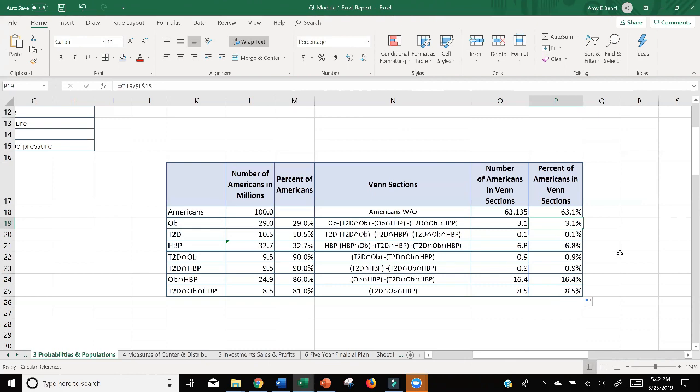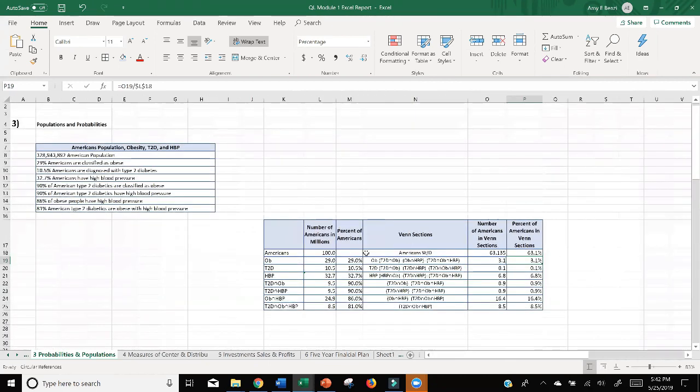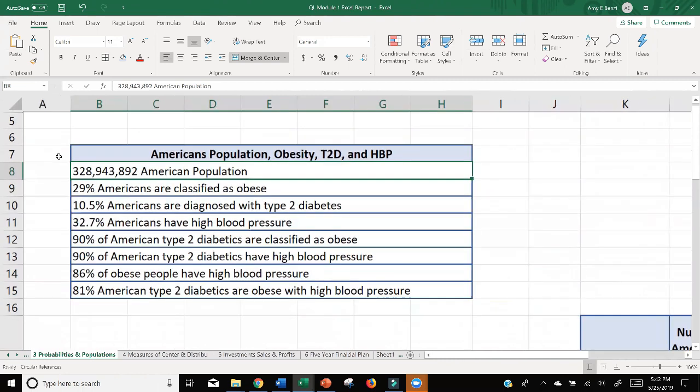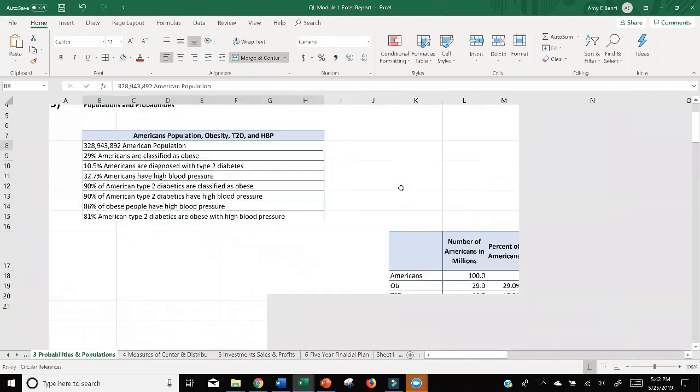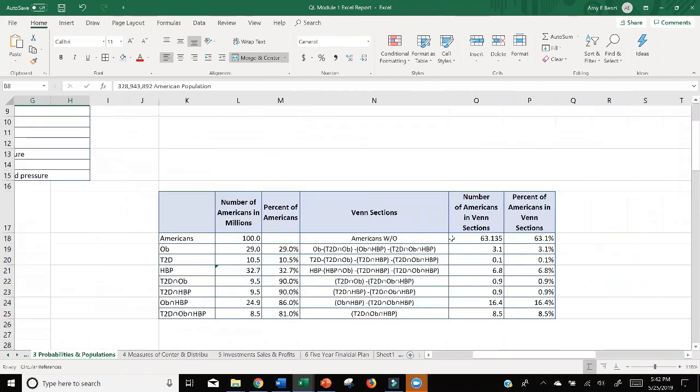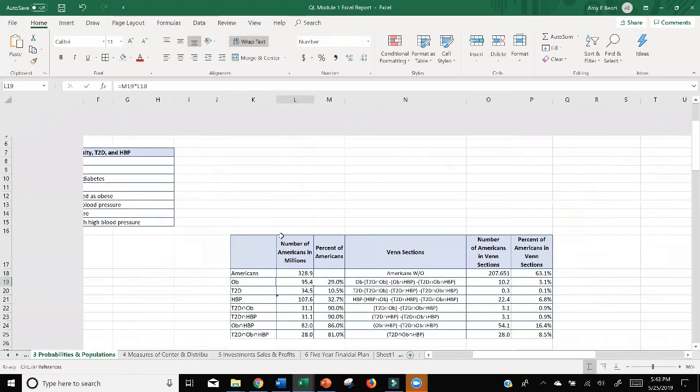All right, so now let's see what we've got here. We have created all of this using the number 100. Now, what you guys are going to do, this is number of Americans in millions. So you're just going to change this number. We have 328,943,000, or if you're going to call this millions, it's going to be 328.9 million. So we're going to come over here and type in 328.9 million people. And once we change that, all of our numbers will change because all of the cells are referenced.